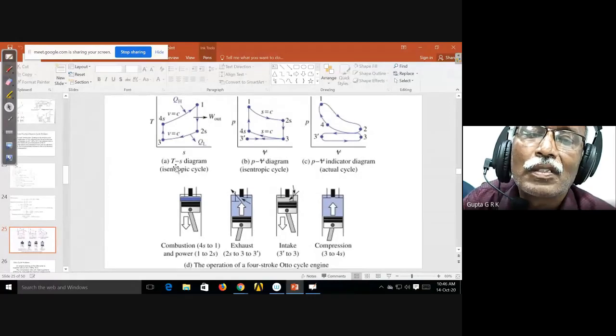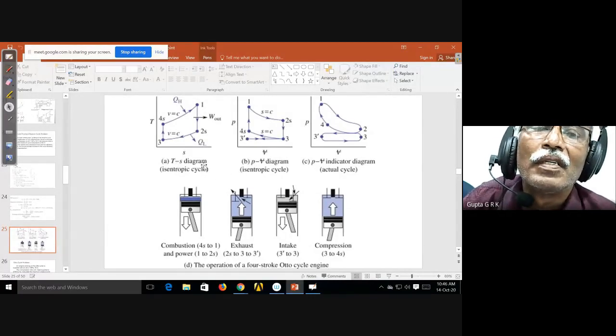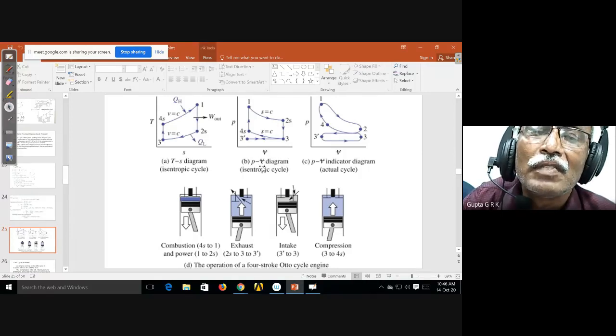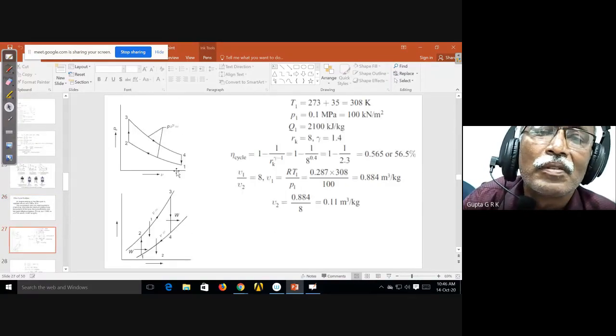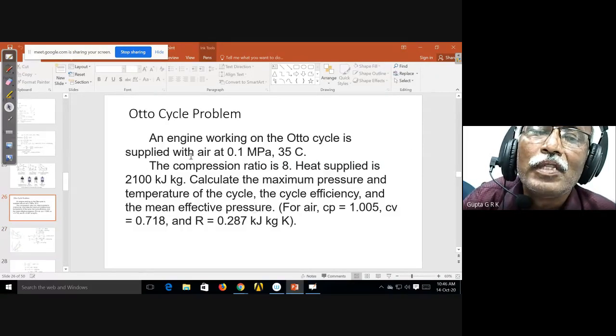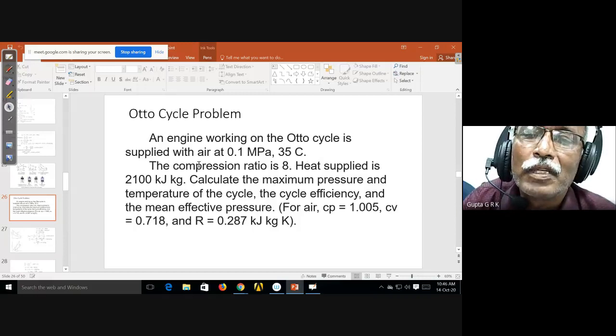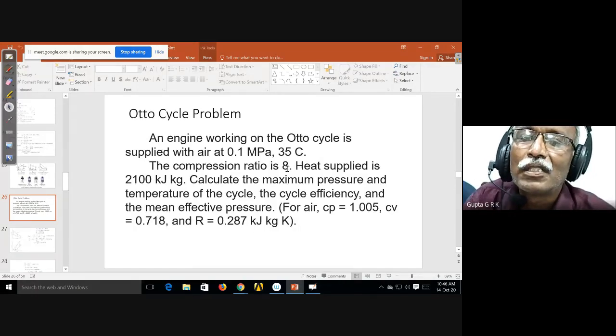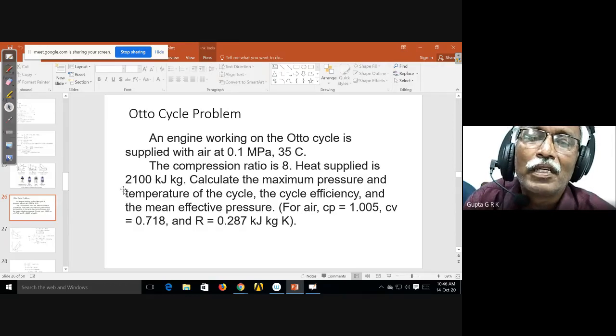So this is an Otto cycle problem. I think the numbering is given a different way. Okay, Otto cycle problem. This is the one, 1, 2, 3, and 4. And the problem is: the engine working in the Otto cycle is supplied with air at P1 and T1 given. The compression ratio 8 is given. Heat supplied is 2100 kilojoule per kg. Calculate the maximum pressure and temperature of the cycle, efficiency, and the mean effective pressure.